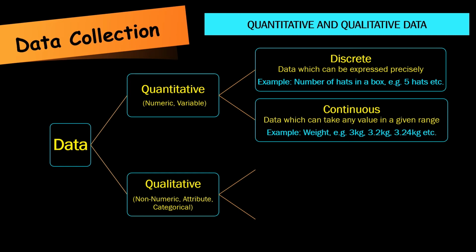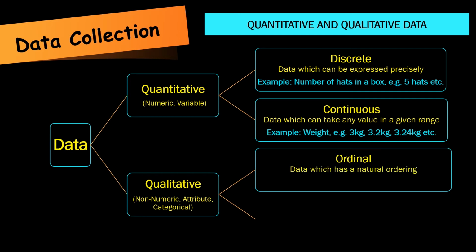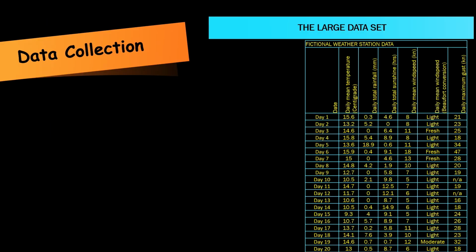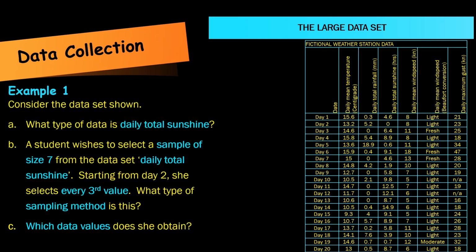Qualitative data can also be divided into two categories. We have ordinal data. This is data which has a natural ordering. So, for example, exam grades. And nominal data. This is data which has no implicit ordering. So, for example, favourite colour or colour of car, and so on. Now consider this fictional weather station data. We're going to take a look at an example related to it. Pause the video and have a go. Press play when you're ready to view the solutions.